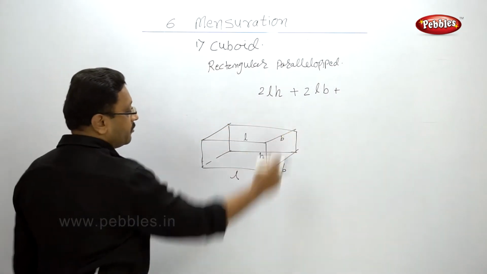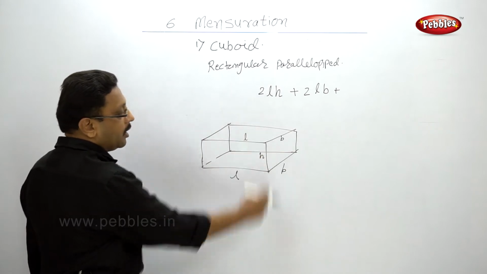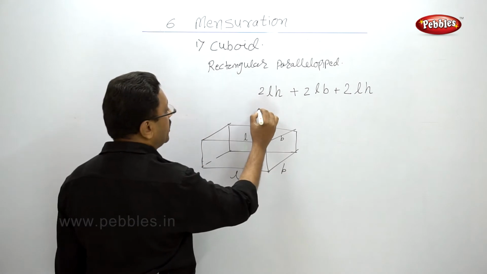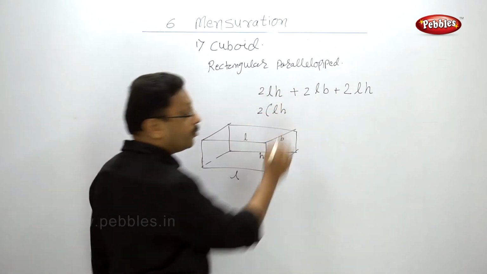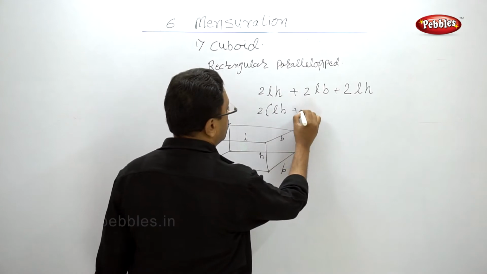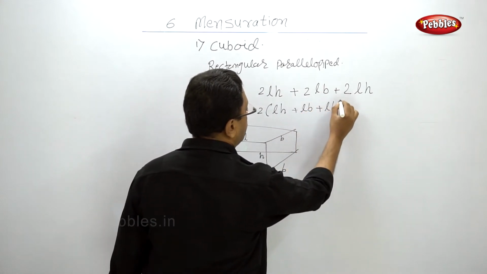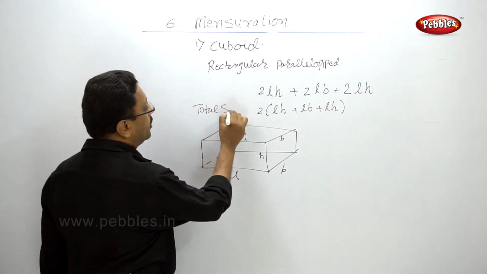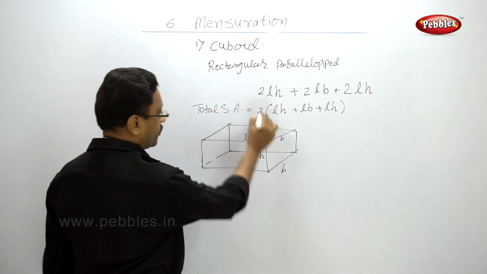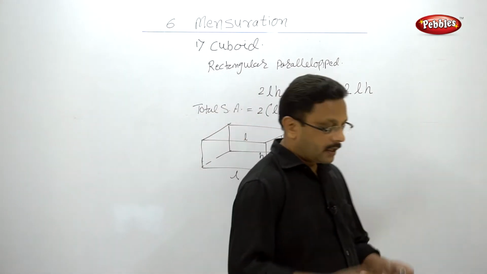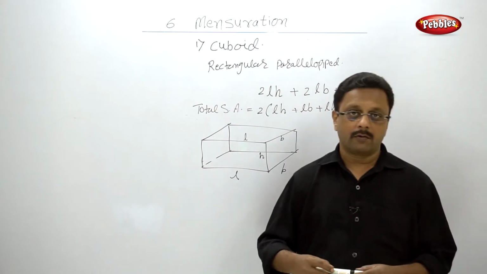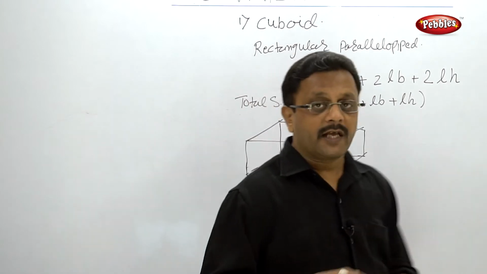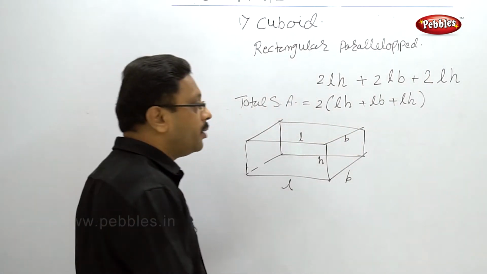And now we will take the side one. So it is breadth into height. So twice of breadth into height. So ultimately you will get the formula, 2 will be common out, 2 times (LH plus LB plus BH). So this is called the total surface area of cuboid. Now suppose this is a cube. What will happen? L, B and H are the same. All sides are equal. So in that case, what will happen in case of cube?